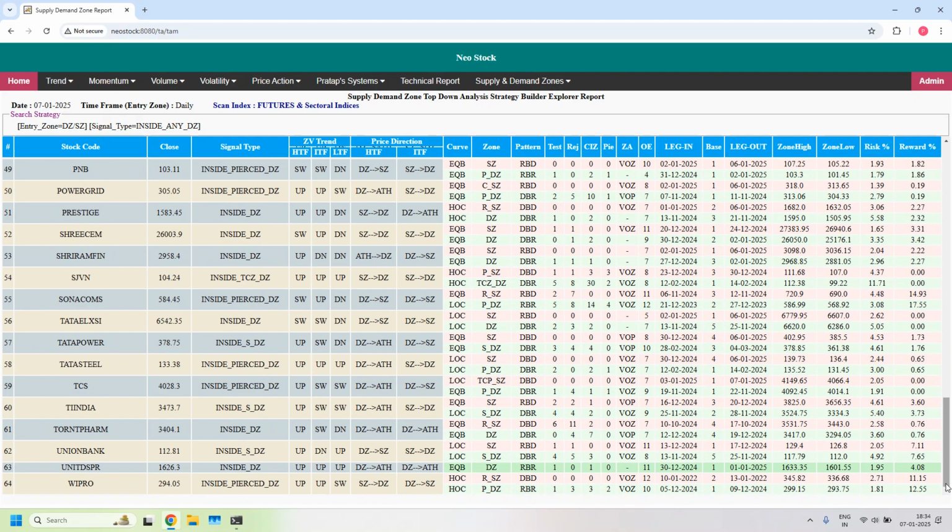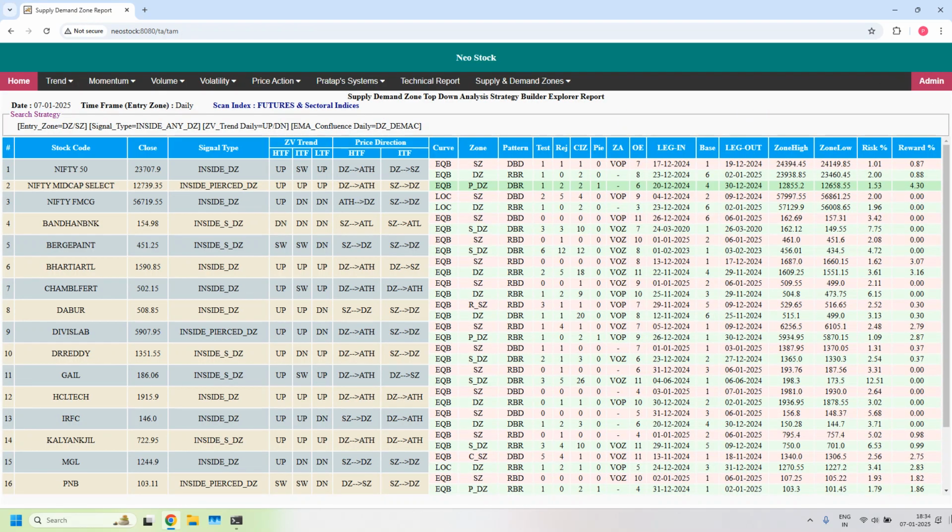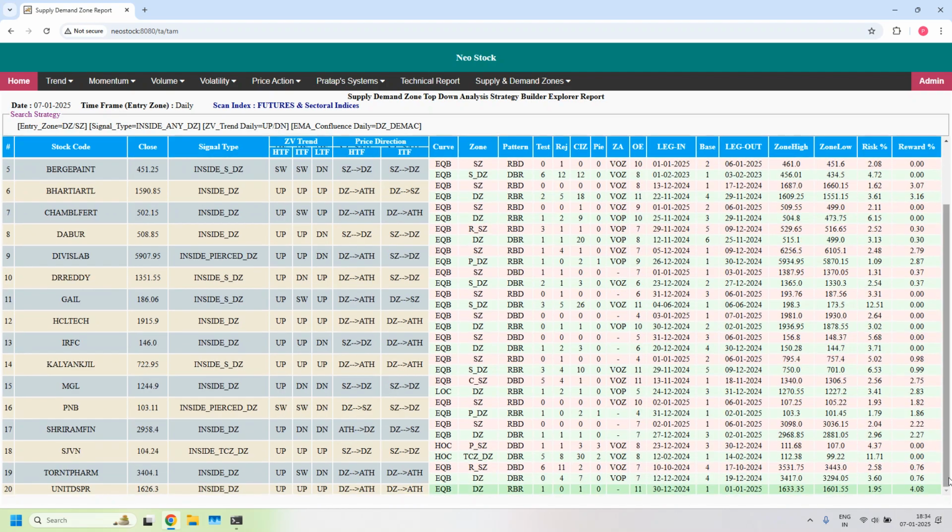So total 64. We can further filter this list based on the daily EMA confluence. So in the EMA confluence at a daily time frame, I am enabling the filter daily demand zone having daily EMA confluence, and trend on daily time frame can be up or down, but it should not be sideways. So the list is reduced. First 16 stocks. I am scrolling the list down. So total 20 stocks are filtered.